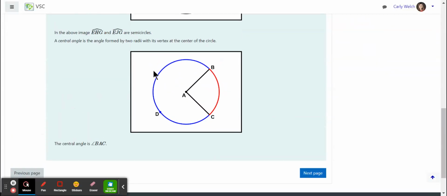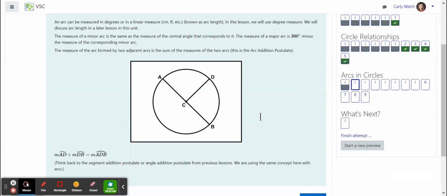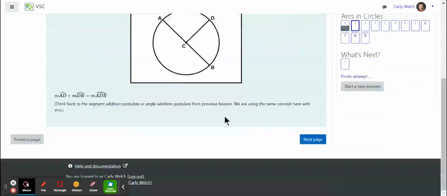And a central angle is the angle formed by 2 radii. So this is a radius, this is a radius, with its vertex at the center. The central angle in this case is BAC. Arc measures: the measure of a minor arc is the same as the measure of the central angle that corresponds to it. The measure of the major arc is 360 minus the measure of that corresponding minor arc. So if I know this piece, I can find the rest of it by subtracting from 360.